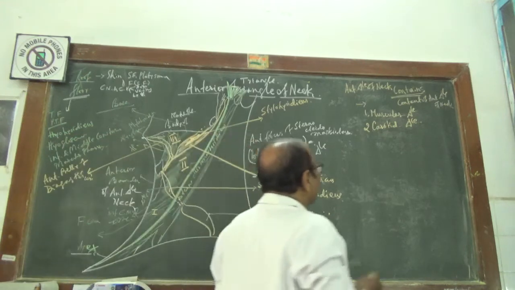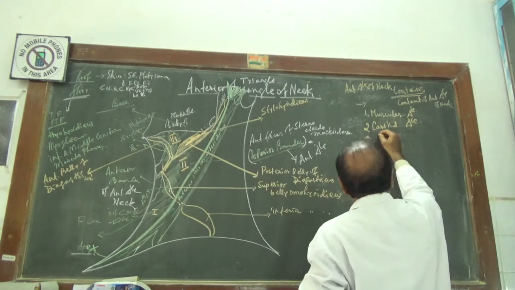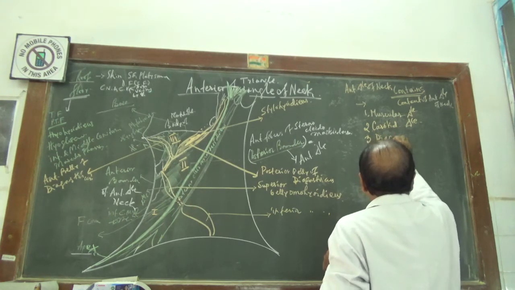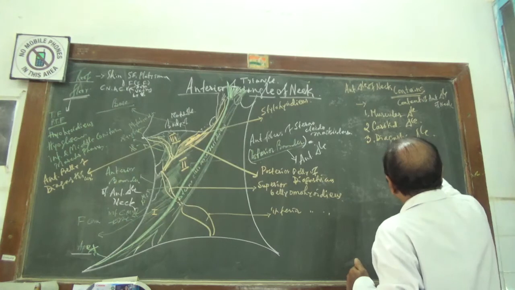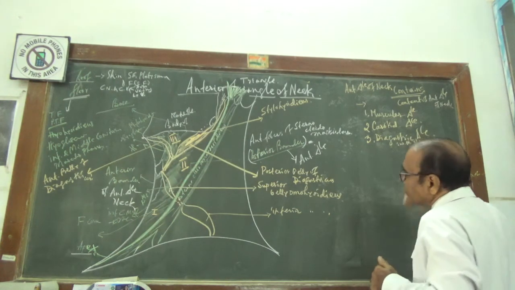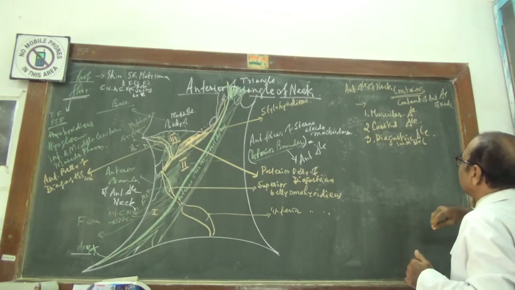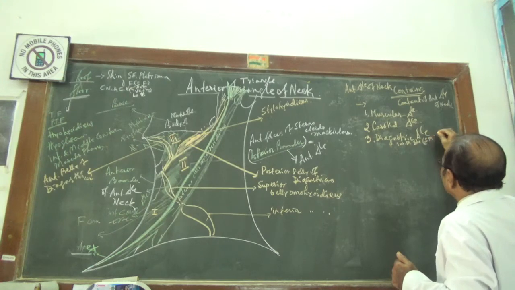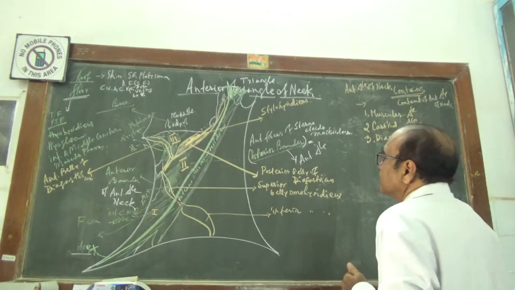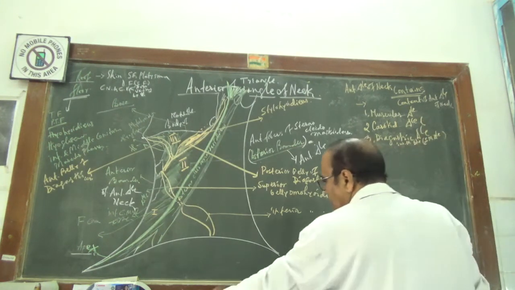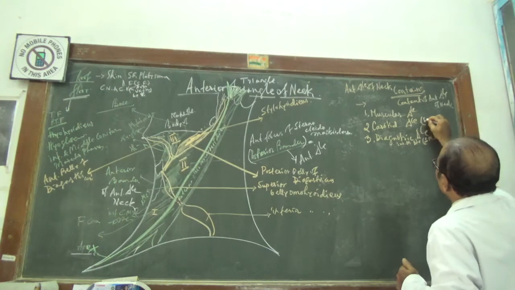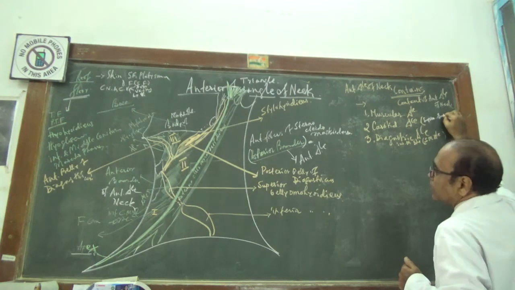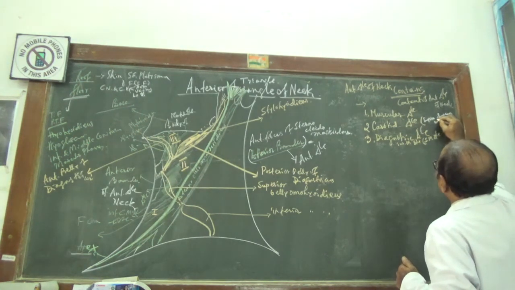So this triangle rather, the space which will be there, is called the digastric triangle. This may also be called an intermuscular triangle. Or again another name, submandibular triangle. This you can say, carotid triangle, another name for that. It may be said to be the superior belly of omohyoidal triangle.